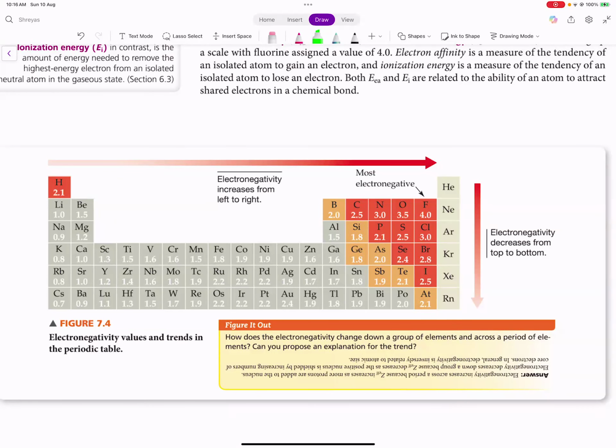Decreases from top to bottom. But sometimes, see, here it is increasing. Go through it. Tell me the top four.